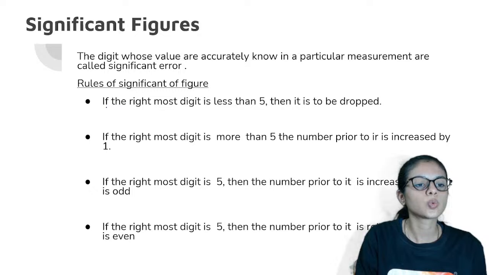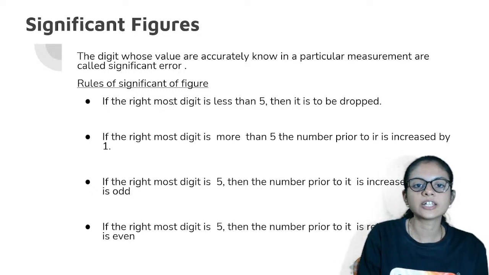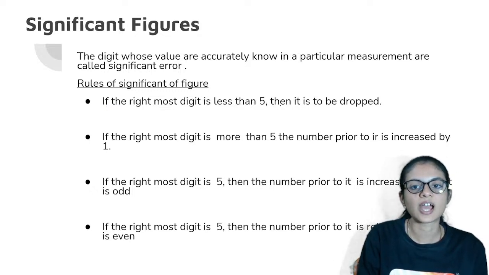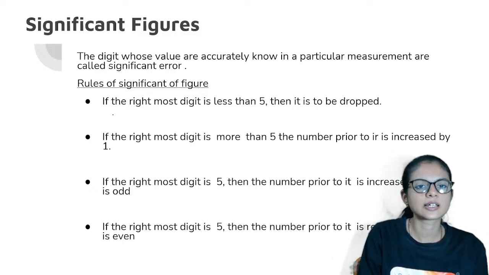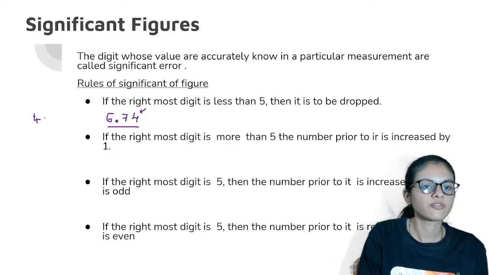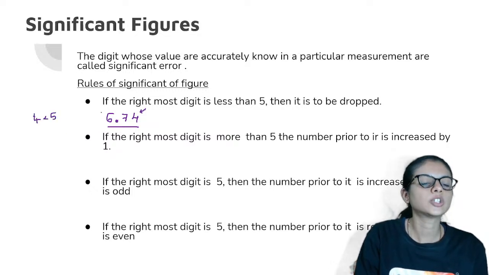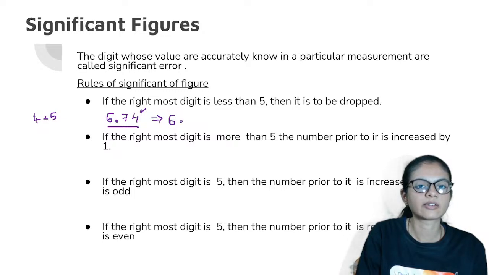Okay, so the first rule says that if the rightmost digit is less than 5, then it is to be dropped. So, any example you can consider: 6.74. The rightmost digit is 4, which is less than 5, right? We know 4 is less than 5. So according to this rule, if the rightmost digit is less than 5, I can just drop it out and I can write 6.7.